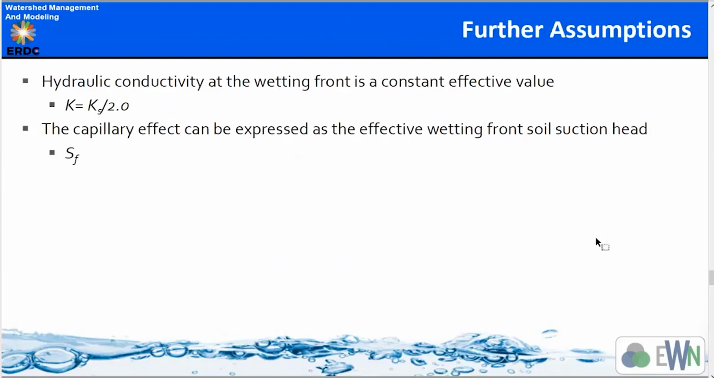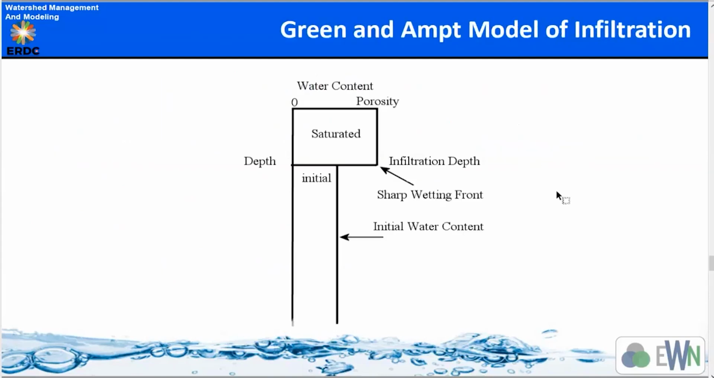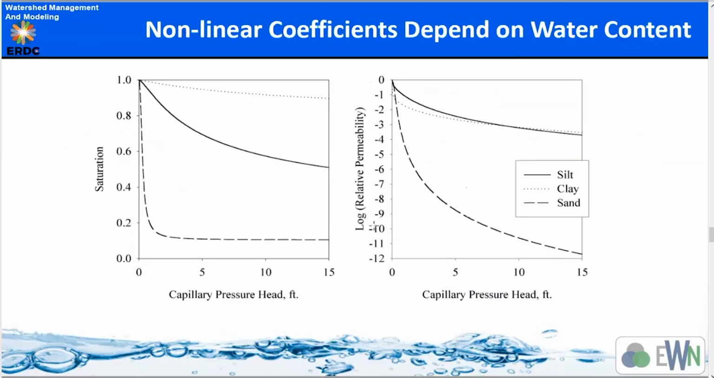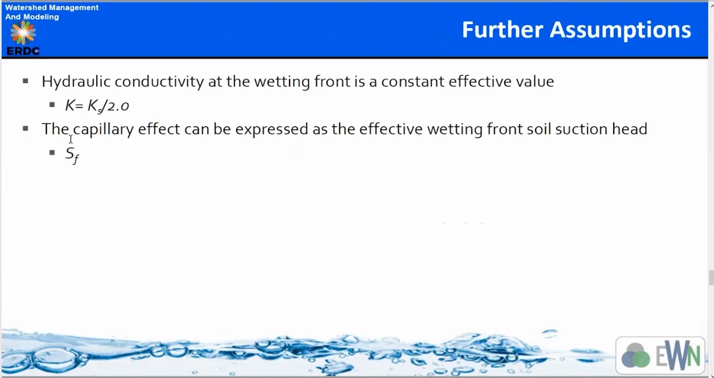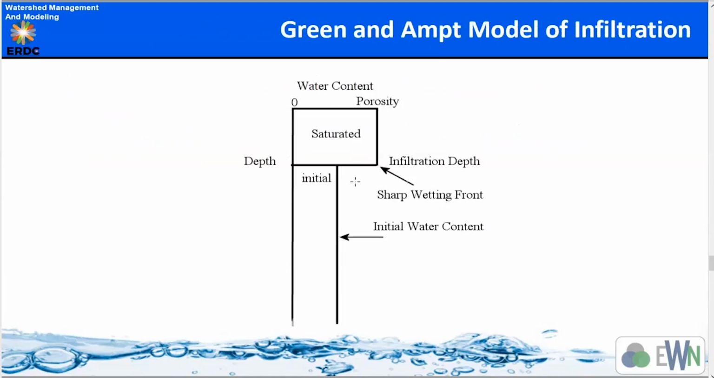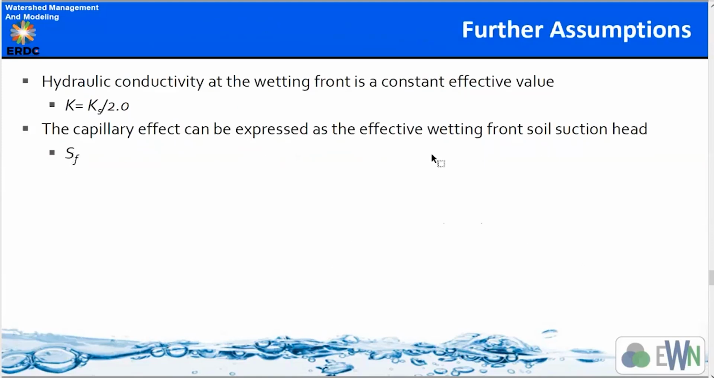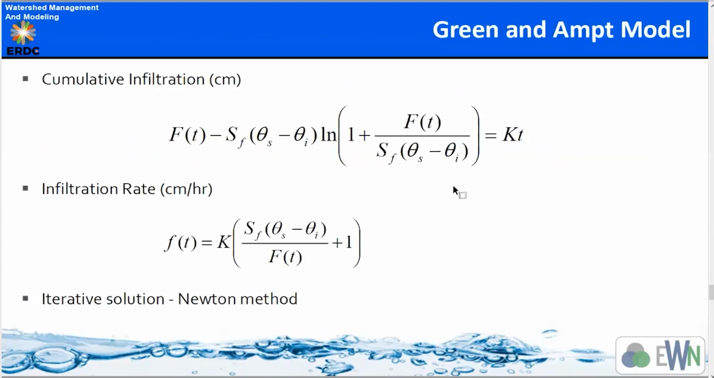We assume that the hydraulic conductivity of the wetting front is a constant value. We're talking about the hydraulic conductivity right here, and we already showed back here that it varies 12 orders of magnitude over the soil moisture profile. So we're going to assume that it varies none. And then the capillary effect can be expressed as an effective wetting front suction head. And so that pressure at this front right there that's pulling it down, it's this, and it's always this. So those are the assumptions that get you to the Green and Ampt equation.